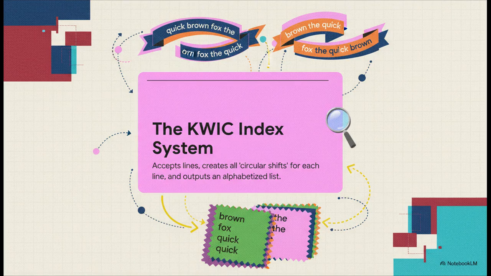To make his point, Parnas uses this really simple example system. It's called a keyword in context index, or KWIC for short. So imagine you have a line of text, like the quick brown fox. The system creates what's called a circular shift, so you get quick brown fox the, and then brown fox the quick, and you keep going. It does that for every single line you feed it, and then it just sorts that giant list alphabetically.